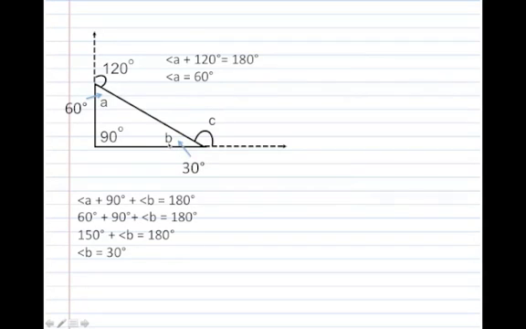Now I can use my interior and exterior understanding. Angle B, which is 30 degrees, is an interior angle. Its exterior angle is angle C, and together they are supplementary. They equal 180 degrees. So B plus C has to equal 180 degrees. We know that B is 30 degrees, so angle C has to be 150 degrees.